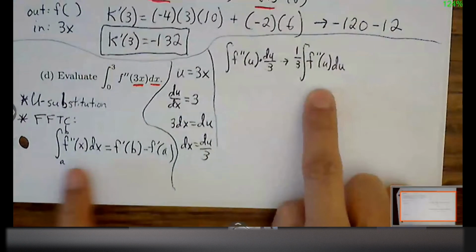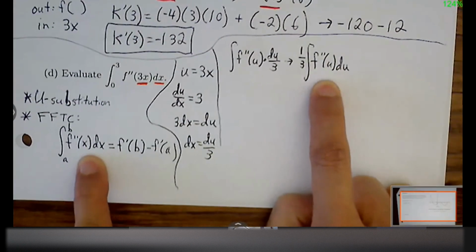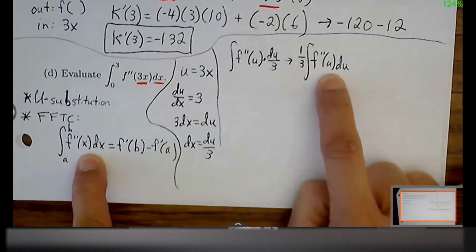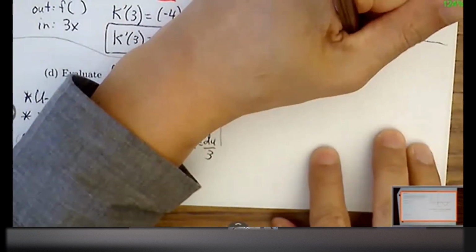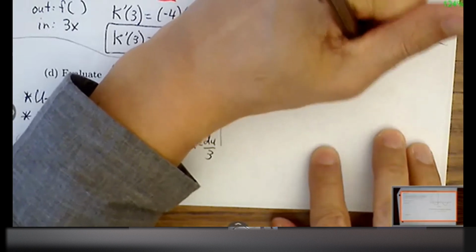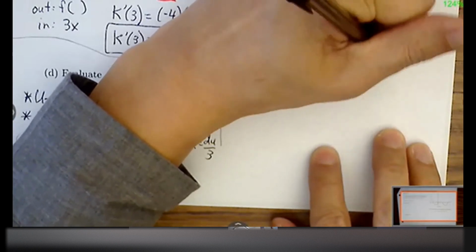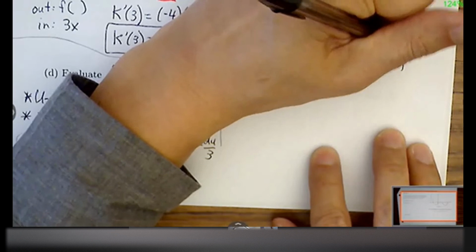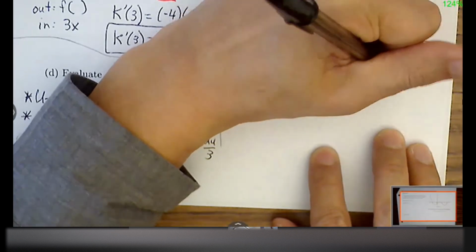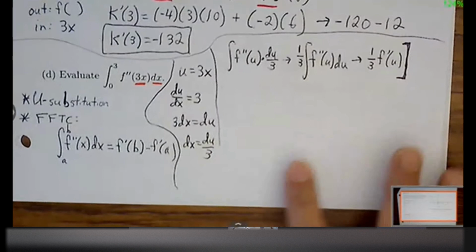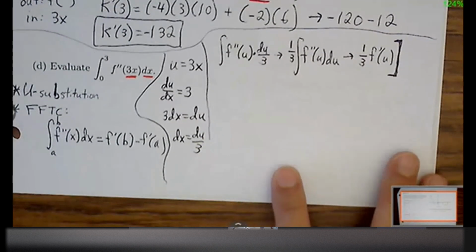Okay, so now I can apply directly the first theorem. Everything is cleaned up. F double prime is going to work its way up to f prime. Don't forget about that 1/3. Okay, so we have our antiderivative. Now we can worry about what to do with the bounds, right? The bounds are now going to play a role in helping us get down to a numeric answer.